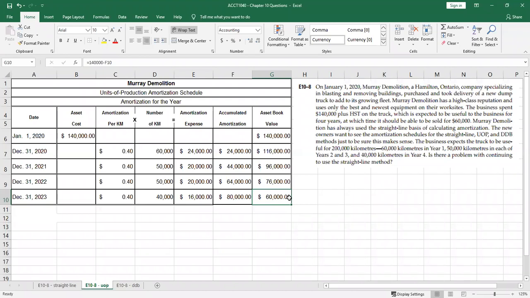And look at that. The net book value or asset book value at the end of the 4 years is $60,000, just like it was using the straight line method. And that's exactly what we wanted to see, again, because the residual value of this asset is $60,000. So we should see asset book value of $60,000 on December 31st, 2023, which we do. Okay, 2 down, 1 to go.